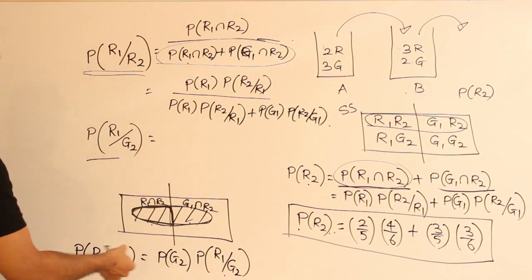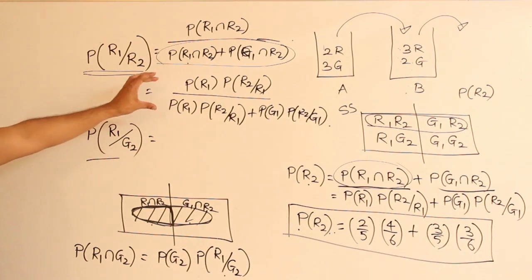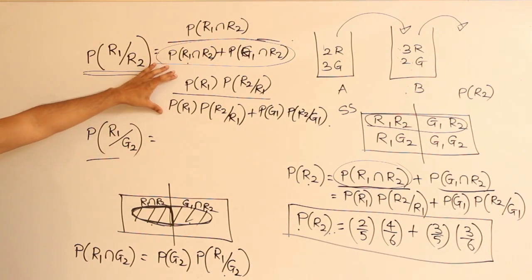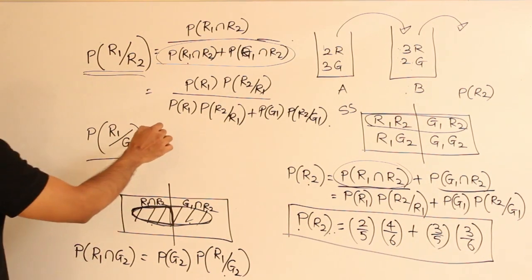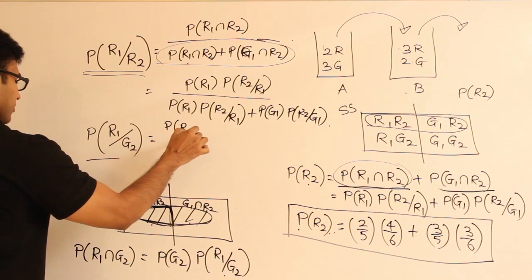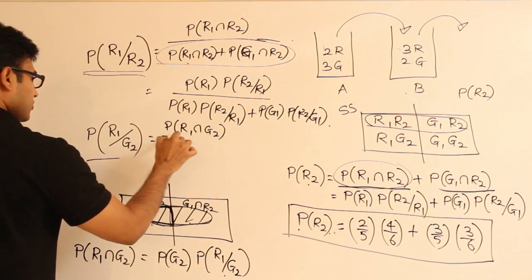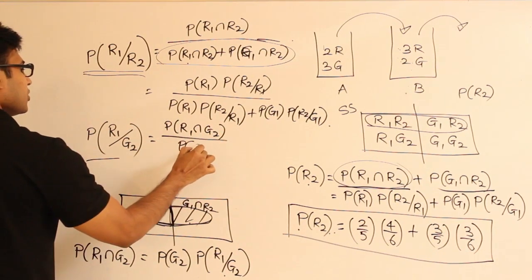So you can just divide both sides by P of G2. See, the same way, the same one, don't get confused. I am trying to derive it in some other way. So it is nothing but the probability of red ball intersection green ball divided by the probability of green ball.